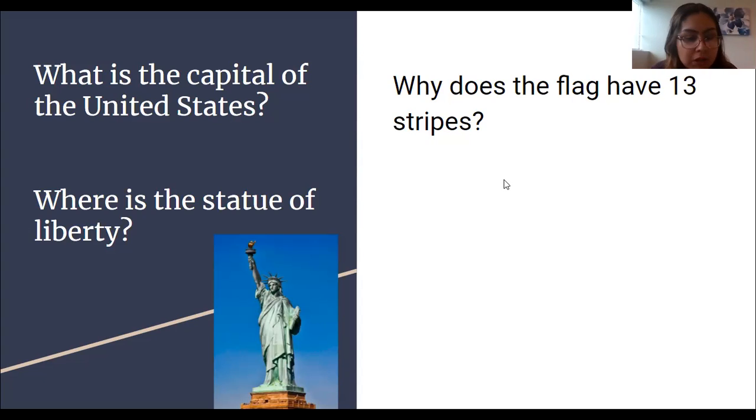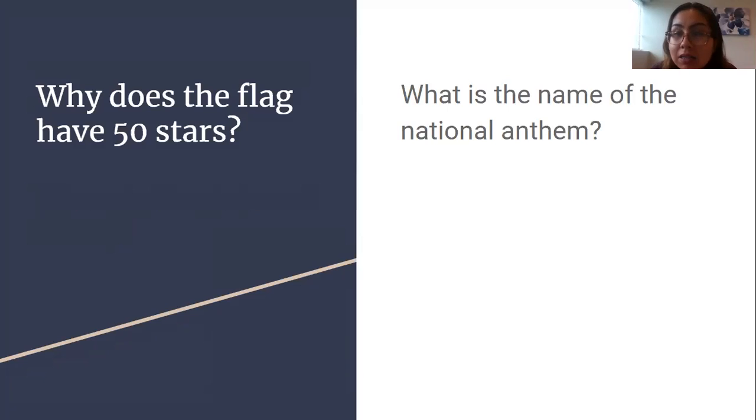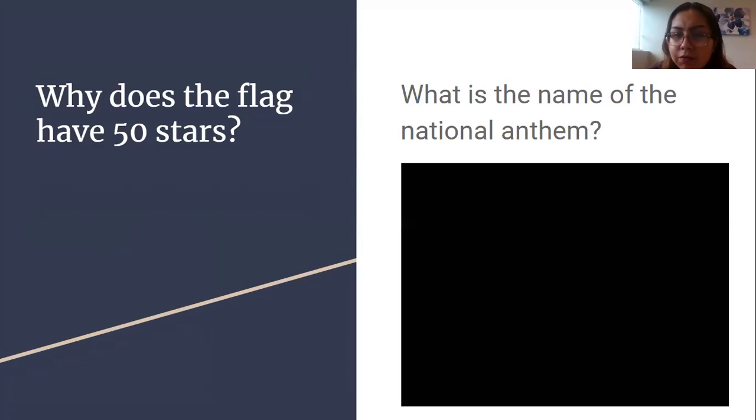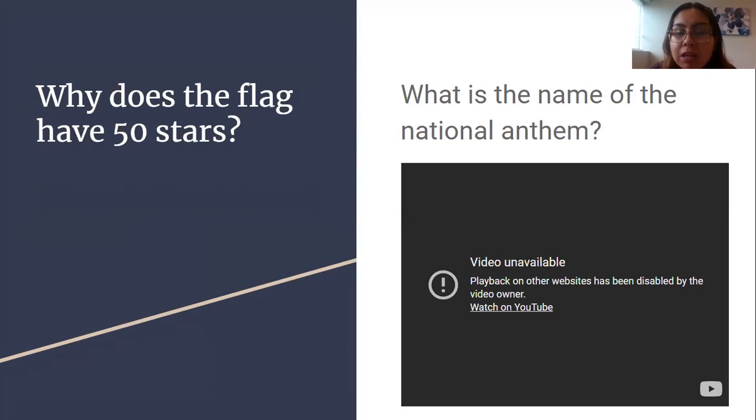Okay, so the next question is, why does the United States flag have 50 stars? Think about it for a second. If this flag has 13 stripes relating to the 13 colonies, why might the flag have 50 stars? What would that represent? I'm going to give you about 10 seconds to see if you can try to guess. Why would the flag have 50 stars?